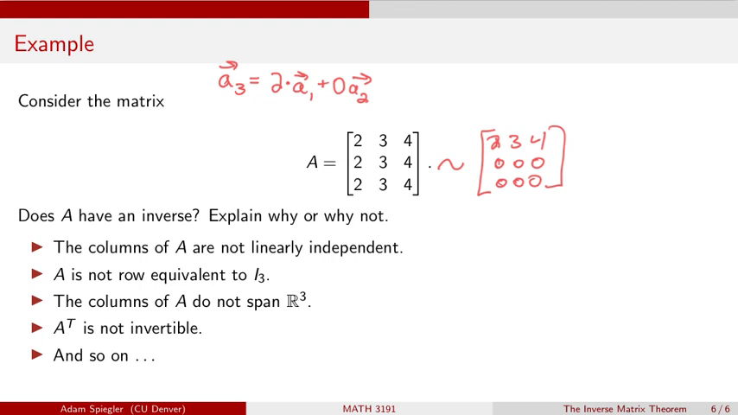So this is a nice recap of a number of the notions that we've been discussing so far this semester, dealing with inverse matrices, linear independence, span, solution sets to equations, and so on.